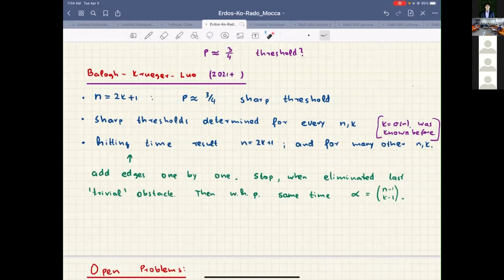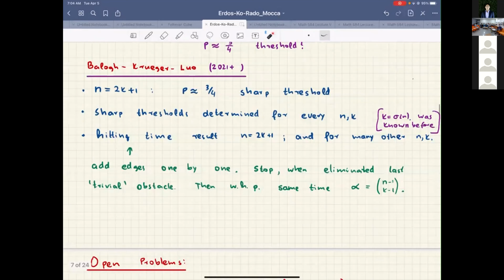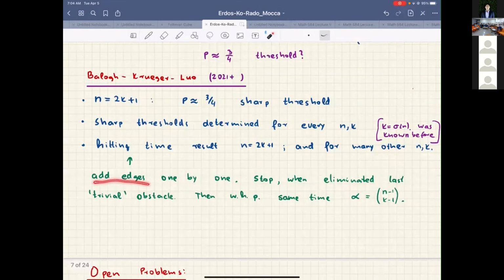So we determined the sharp threshold for every n and k. Note that it was known when k was little o(n). And we actually proved the hitting time result, not for every n and k, but for many pairs, including n equal to 2k plus 1. So what is a hitting time result? It is that we add edges one by one, and we stop adding edges when we eliminated the last trivial obstacle. The trivial obstacle is this one set perturbation that I was talking about before. So we stop, and then we look around, and we can observe that we already hit the event that the independence number is the star.